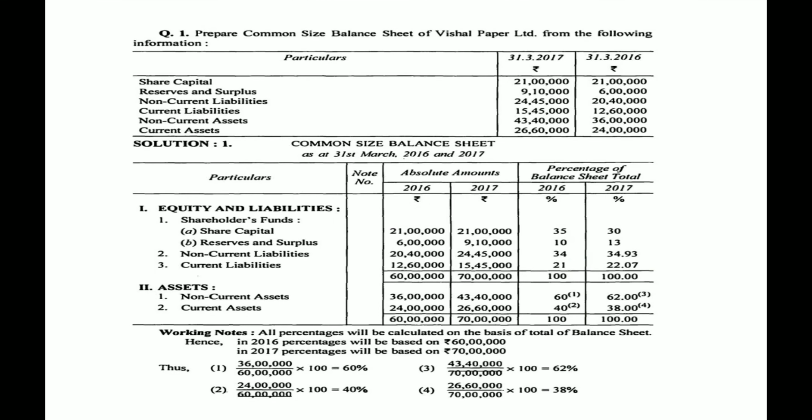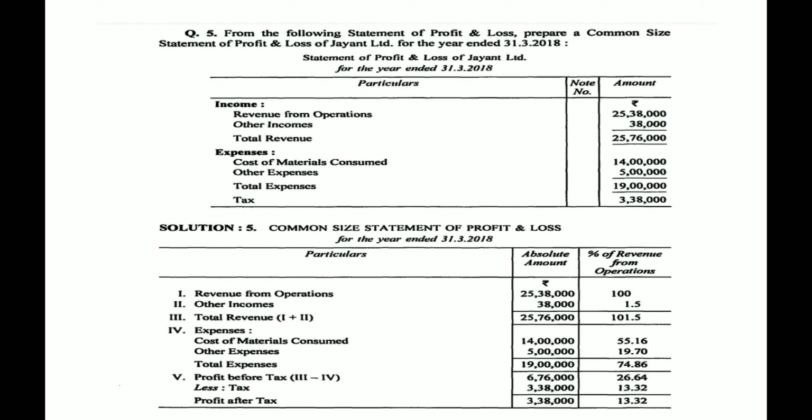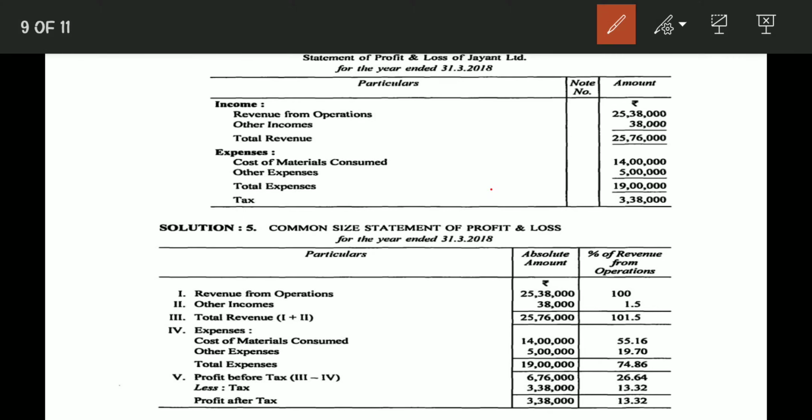Now, next question is, from the following statement of profit and loss account, prepare a common size statement of profit and loss of Jayant Limited for the year ended 31st March 2018. Okay, so you have to remember the format, right? Format is very important, and this is also a question of DK Goel, 5th practical. Okay, practical 5th is solved here.